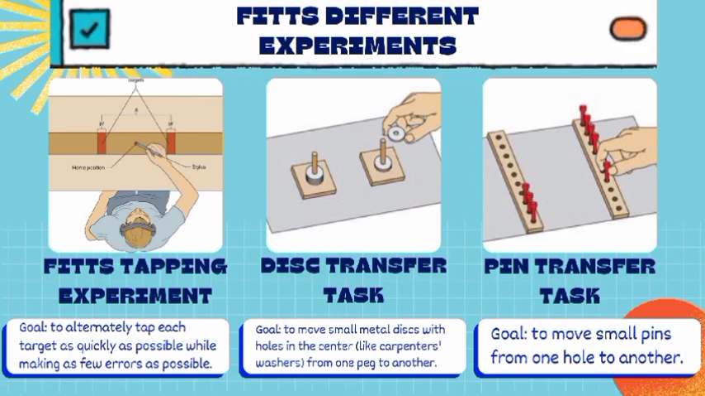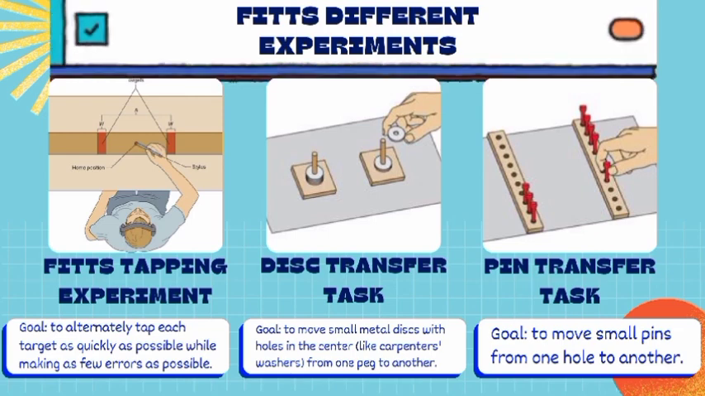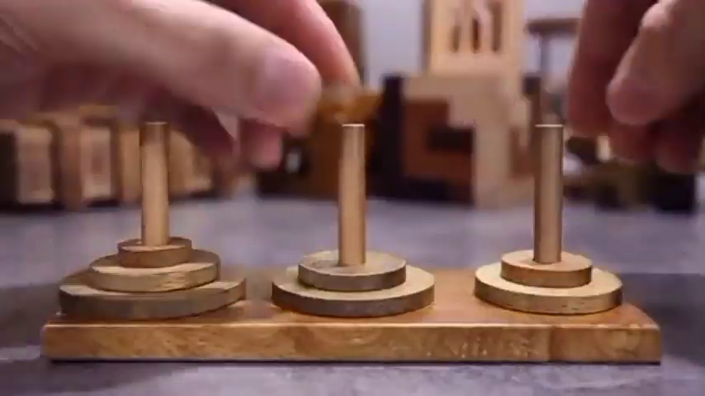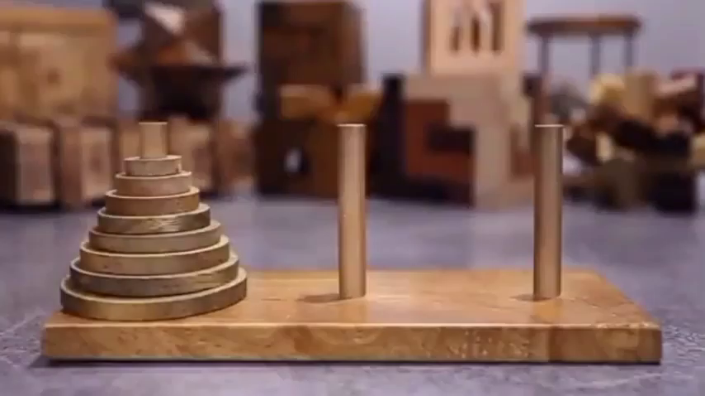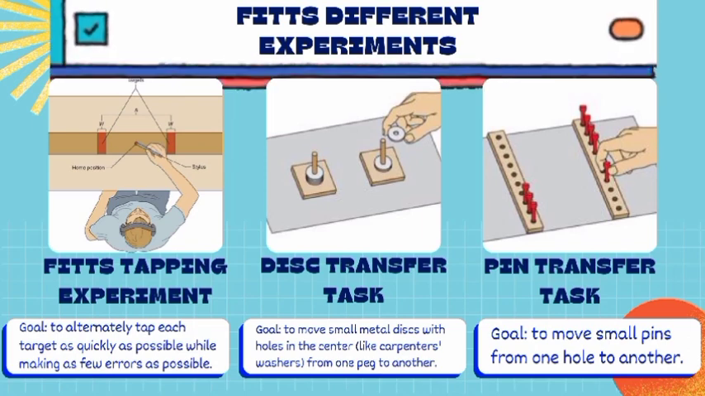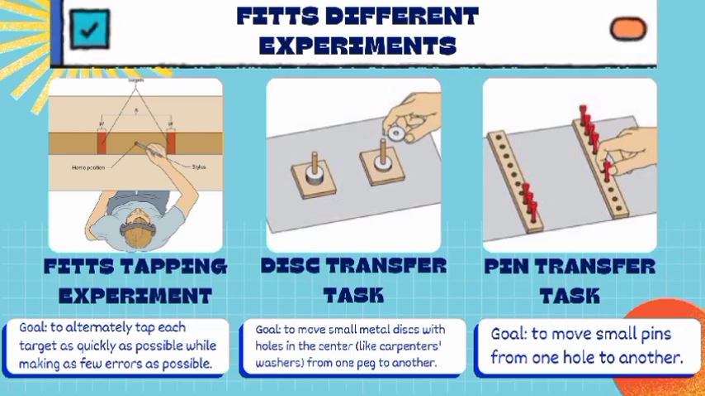There are two tasks used in the experiment. The disc transfer task, where the goal is to move small metal discs with a hole in the center, like carpenter's washers, from one peg to another. And the pin transfer task, where the goal is to move small pins from one hole to another. In both of these task variations, Fitts redefined target width in terms of the tolerance between the disc and target pegs, or the diameter of the holes in the plate in relation to the diameter of the pin.